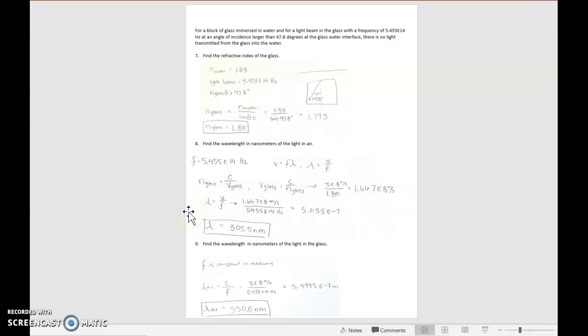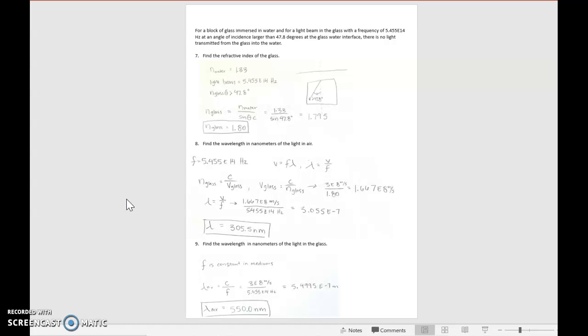And so we can plug that in to find the wavelength using the equation velocity over frequency. And we already have the frequency that was given. And so plugging that in, we get 305.5 nanometers. I guess I could round to 306 nanometers as the wavelength. Seems pretty big. And then find the wavelength in nanometers of the light in the glass.